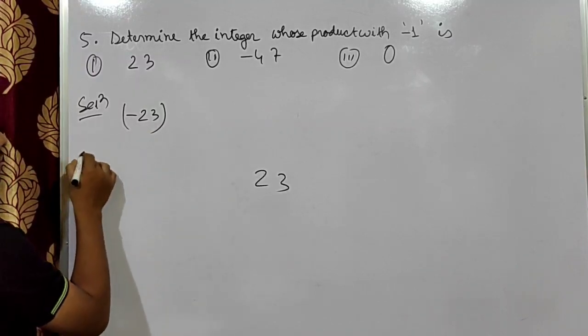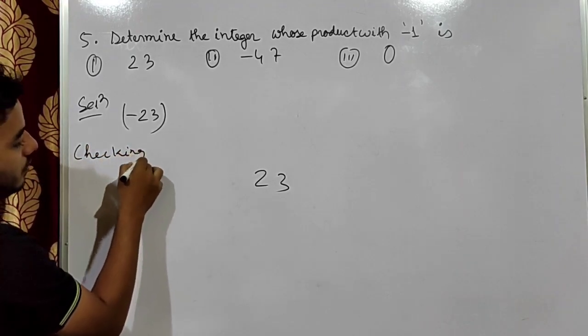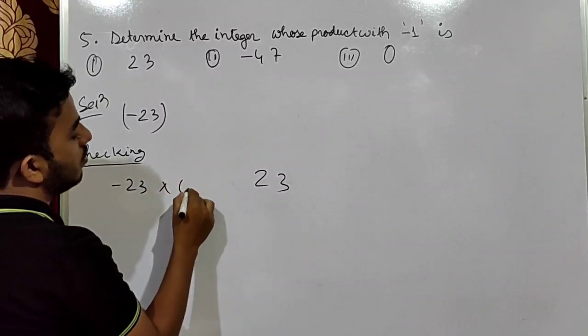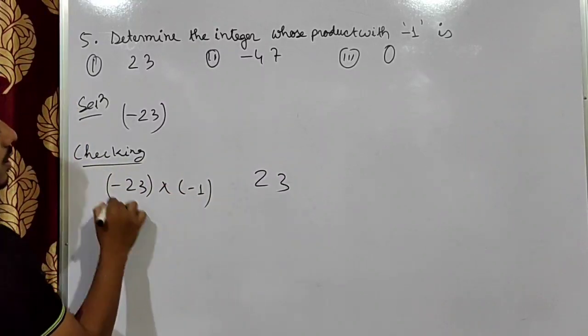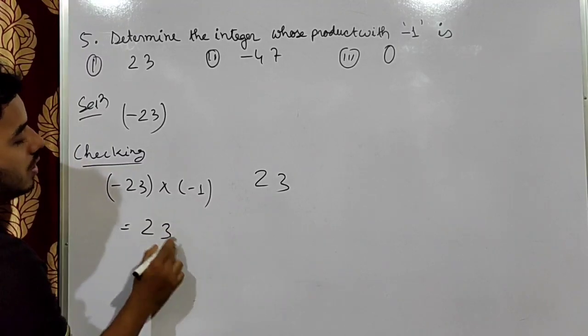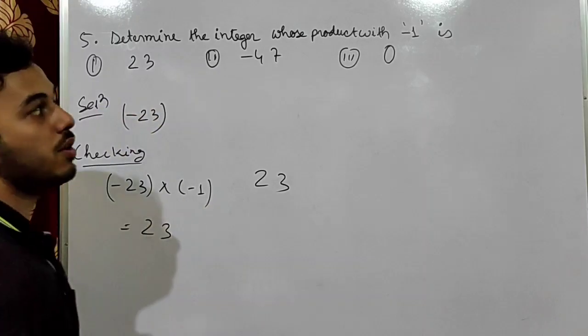Now for checking, you can multiply -23 into -1. Now minus into minus will be plus, 23 into 1 is 23. So this is our required answer. Clear? Okay, now 47.